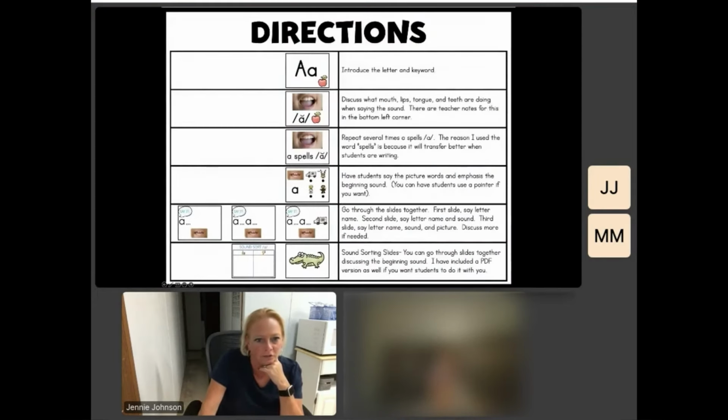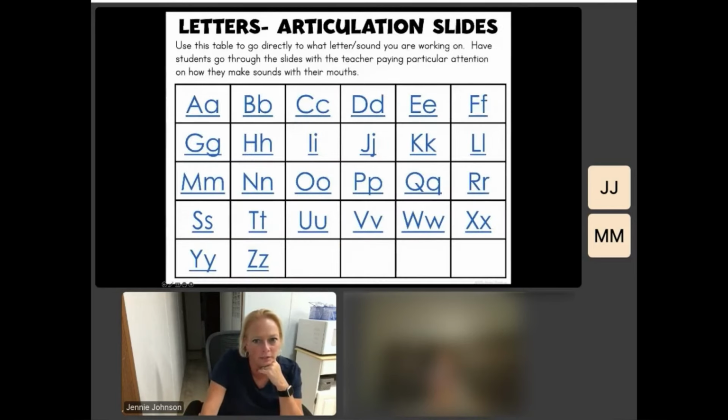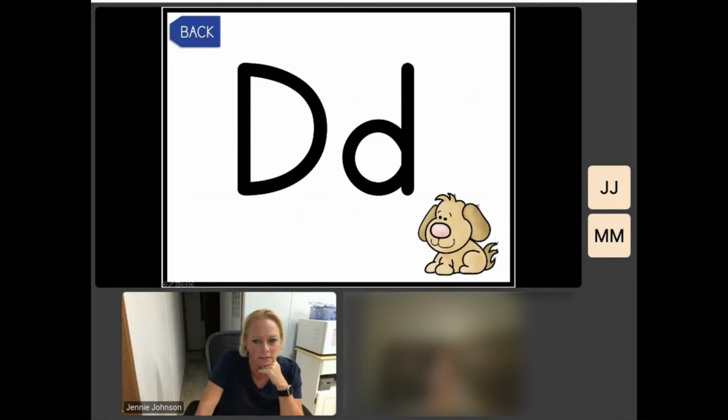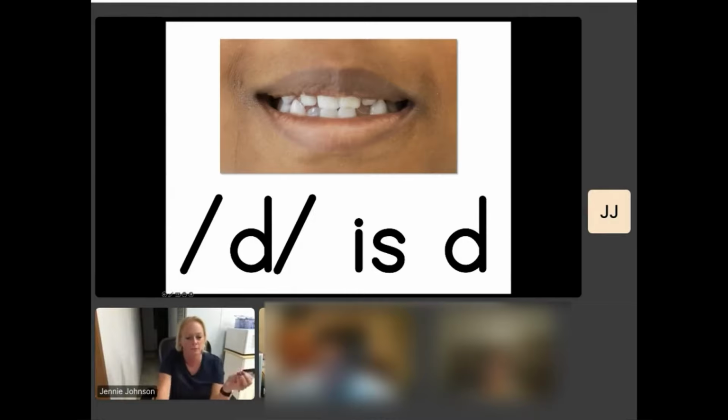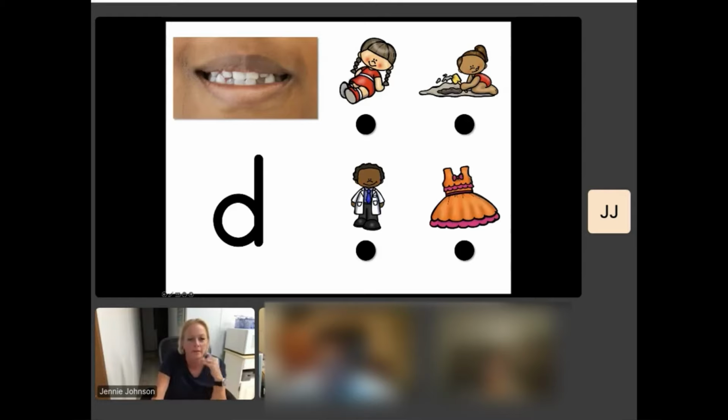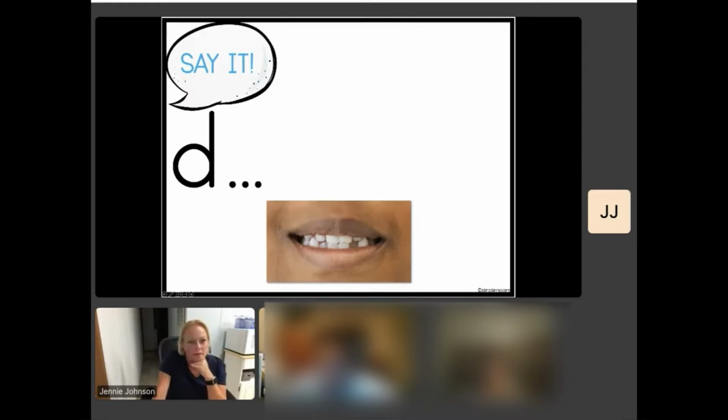Okay, so these are just directions, but you can go to any letter. So if you are doing the letter D, you could click on it and then click through, and you can talk with your students about what their mouth is doing. Duh. Then you have your anchor word, and you talk about that and say it together. Then you have your sound, duh. And then you go through the words: d, doll; d, dig; d, doctor, getting them to hear that first sound in all of these. And then you can say it.